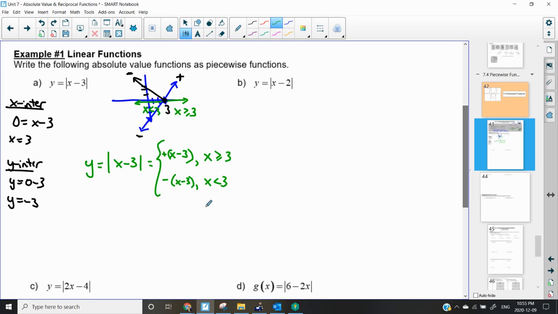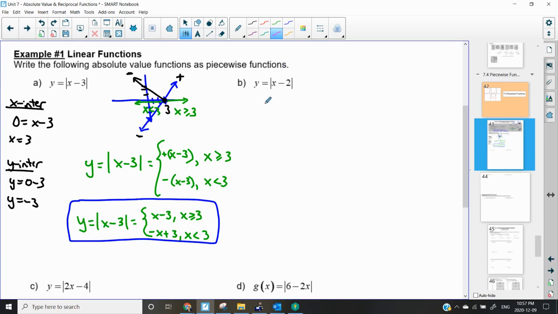Now we can simplify that function down by multiplying that negative through, and so our final step here would be to write y equals the absolute value of x minus 3, and the positive part of that function, x minus 3, when x is greater than or equal to 3, and negative x plus 3 when x is less than 3. So what this is telling us is that when x is greater than or equal to 3, the function is x minus 3. When x is less than 3, the function is negative x plus 3.